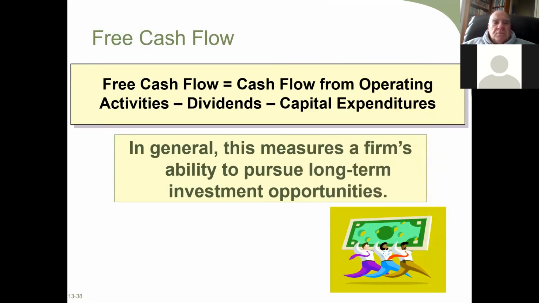Free cash flow is kind of interesting. Cash flow from operating activities minus dividends and capital expenditures gives you a number that generally measures a firm's ability to pursue long-term investment opportunities. That's a formula. We want to know that. Not that hard. Free cash flow: operating minus dividends and capital expenditures.